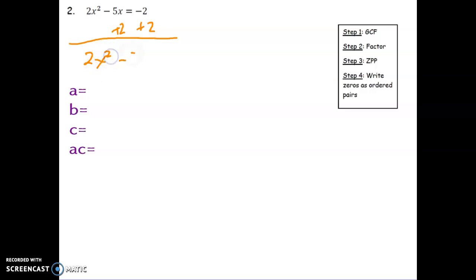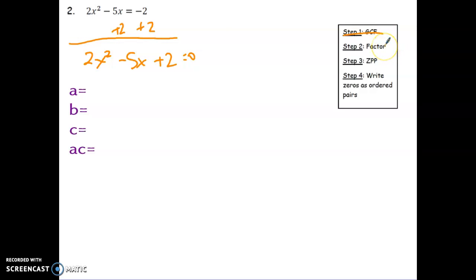So 2x squared minus 5x plus 2 equals 0. So now it's in the correct form to do my steps. Okay, so first let's look for a GCF. 2, 5, and 2. Only thing that goes into those is 1. I look at my x's, x to the second, x to the first, no x. So they don't all have an x in common, so no GCF this time. We can skip that step.